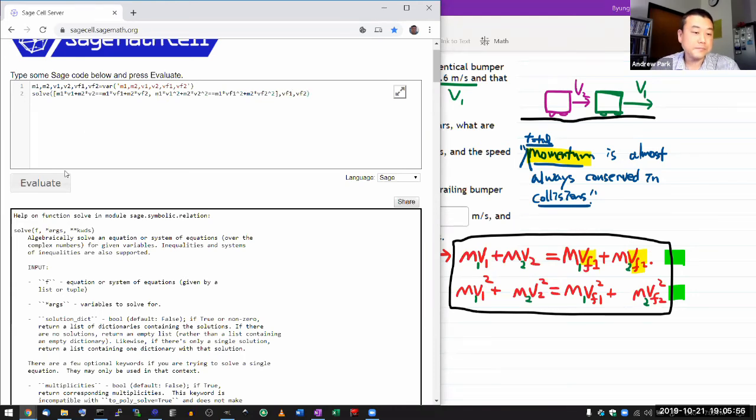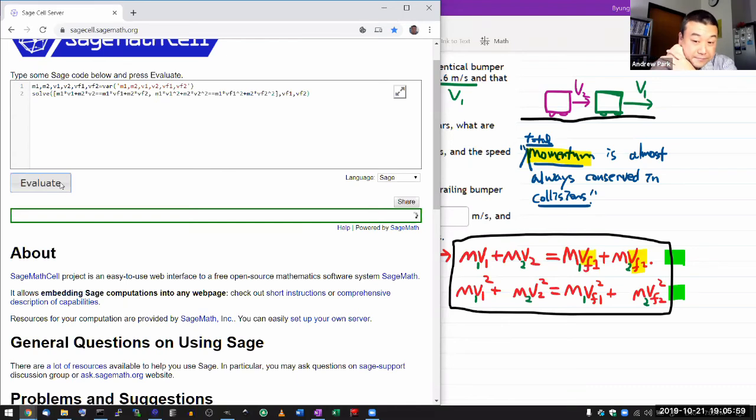Let's see what it does. Evaluate. If I were trying to do this by hand, it would probably have taken me a good 10 minutes, especially if I'm talking. If I'm just writing as quickly as I can, I might do it faster, but if I'm talking, it would take at least 10 minutes. This did it a lot more quickly. It took me more time talking.